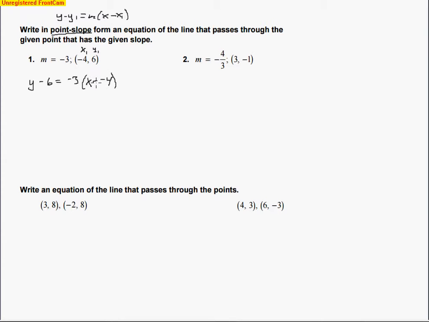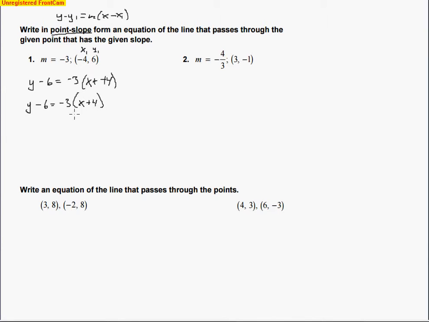Anytime I see a minus negative right away, and you'll have it whenever one of the terms is negative inside the ordered pair, you're going to end up getting that minus negative, and change that to plus positive. And so then your point slope form would be like this. Y minus 6 equals negative 3 times x plus 4.